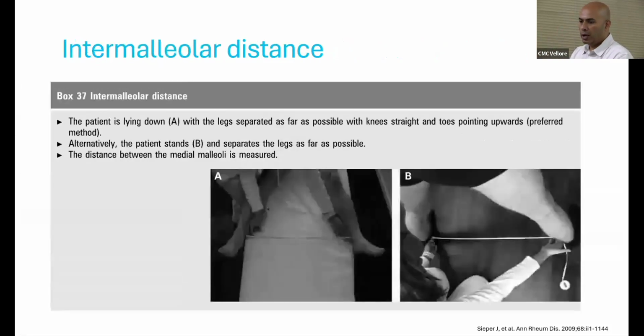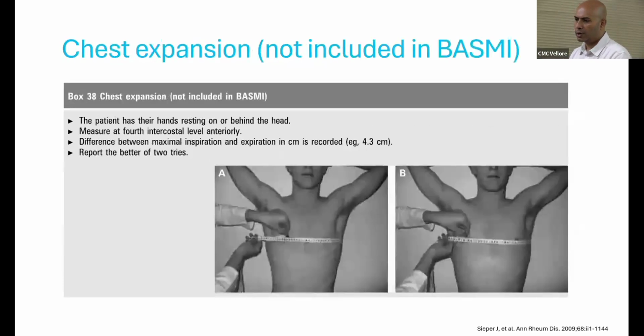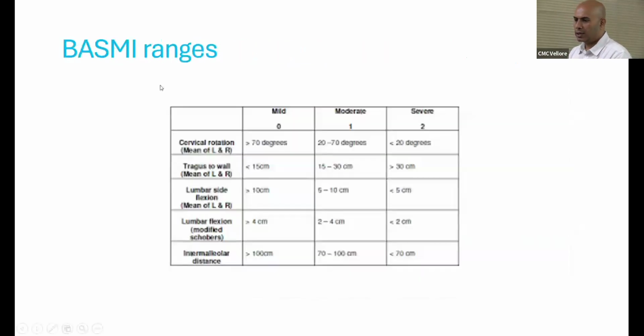Intermalleolar distance, the preferred method is lying down, but oftentimes the couch is against the wall, then you're stuck, you can only measure one side. So generally I ask the patient to stand and do the intermalleolar distance. Chest expansion is another thing. So I just focus on the mild ones.